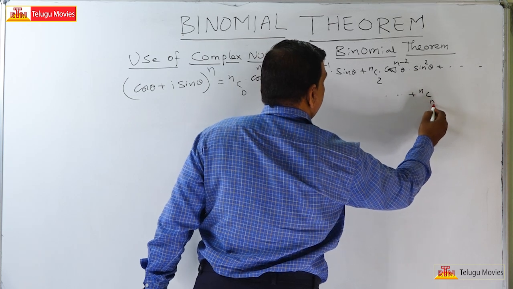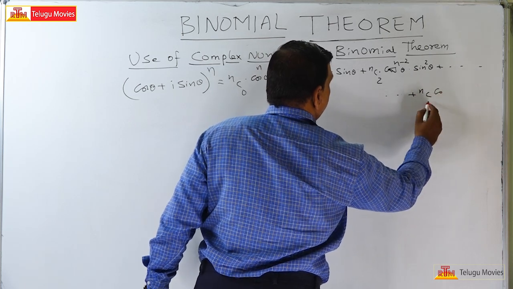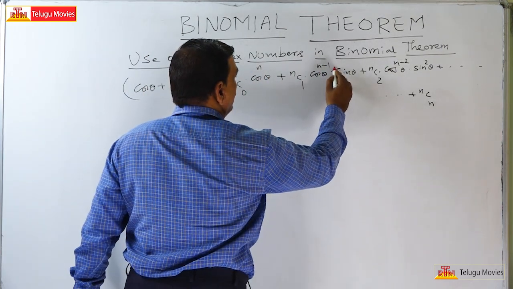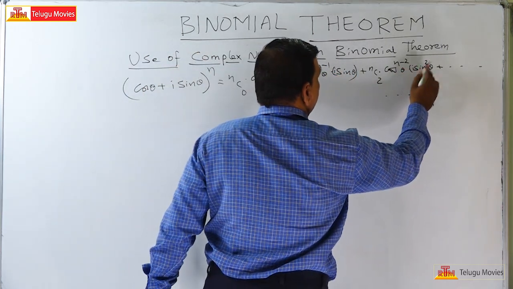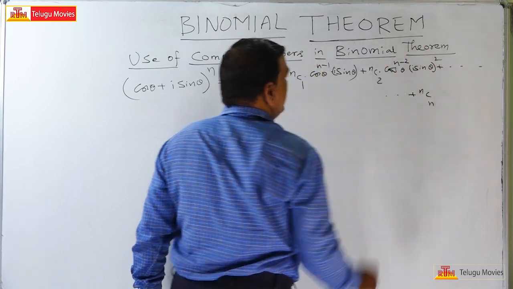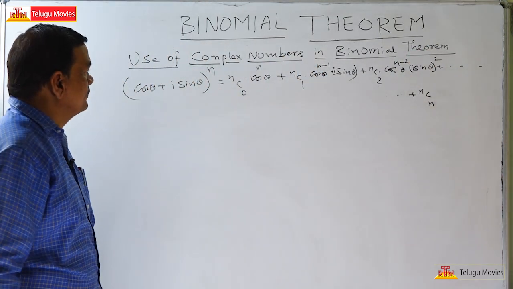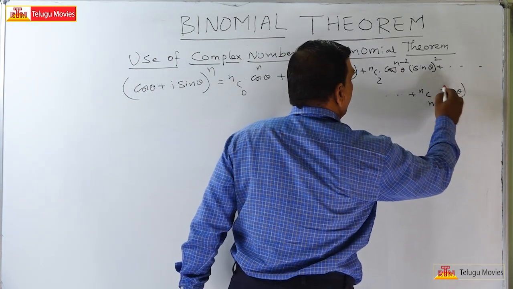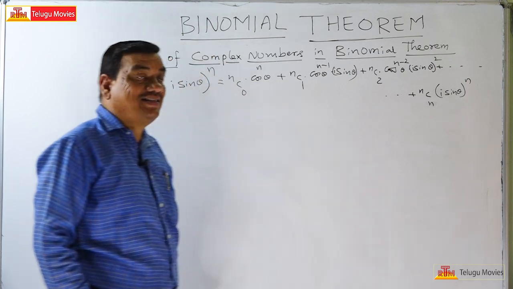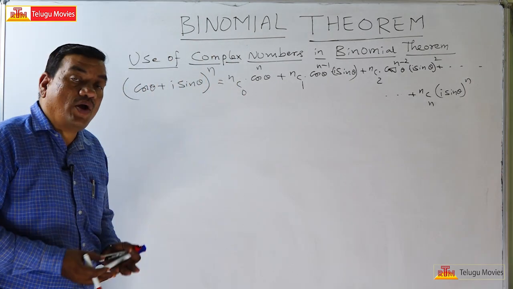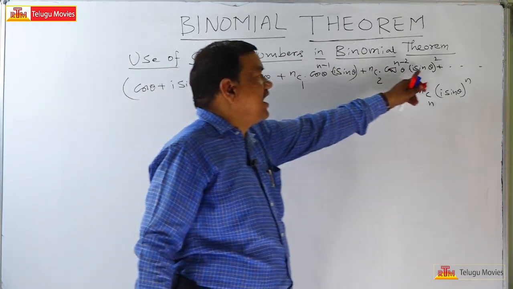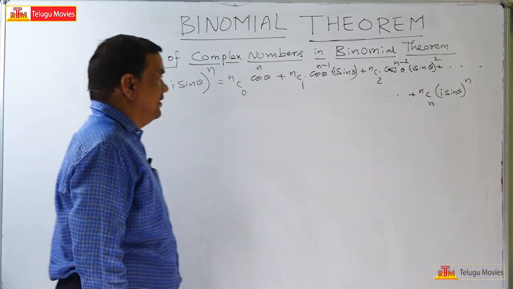Last one, nCn (i sin theta) to the power of n. In the expansion of (cos theta plus i sin theta) to the power of n, you will get the terms with i sin theta whole square, and the last one is (i sin theta) whole to the power of n. So here x is cos theta, y is i sin theta. Wherever y is there, we write i sin theta.